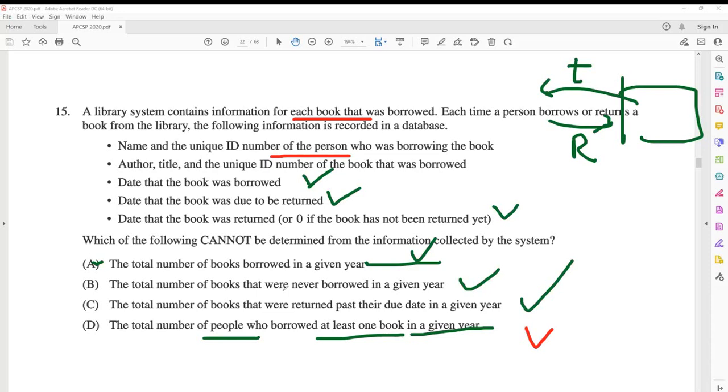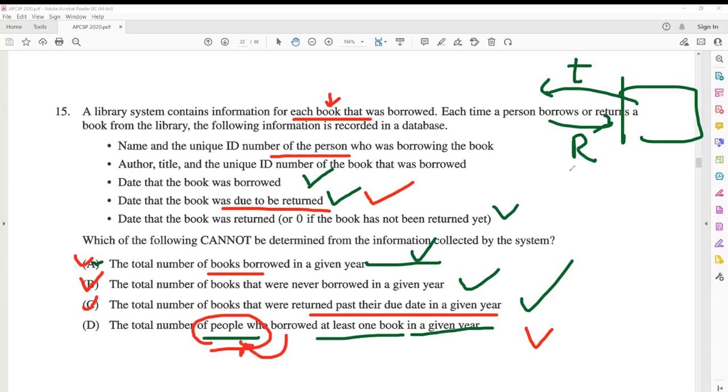Total number of books that were never borrowed in a given year. There is no book that has no transaction record, so it's okay. The total number of books returned past their due date. Let's check one more time. They know the date they are due to return, and they have a return date or not, so this one is also okay. So A, B, C are all okay. They do have a record on each book. So D, I would say, is the least likely to be determined, because it is based on the people.